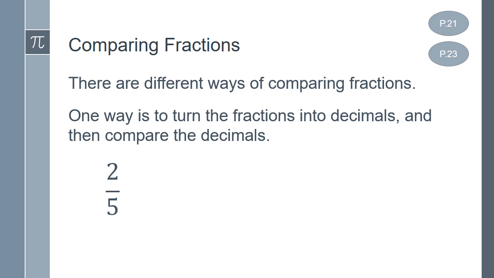So here we've got 2/5, and that equals 0.4 as a decimal, because 2 divided by 5 is 0.4. Here we've got 3/8, and as a decimal, that is 0.375, because 3 divided by 8 gives you 0.375. So from this, you can see that 2/5 is greater than 3/8. So that's one way to do it. And that's a way that you can use for pages 21 and 23 of the booklet.